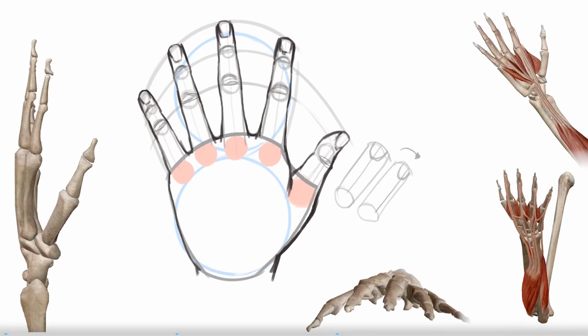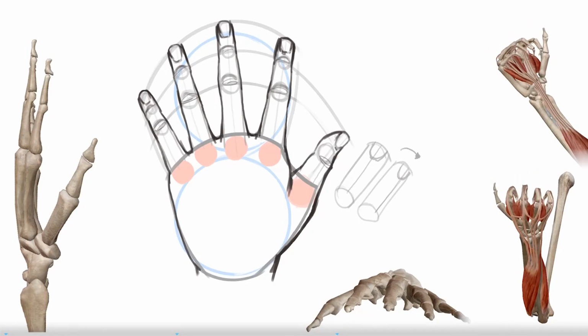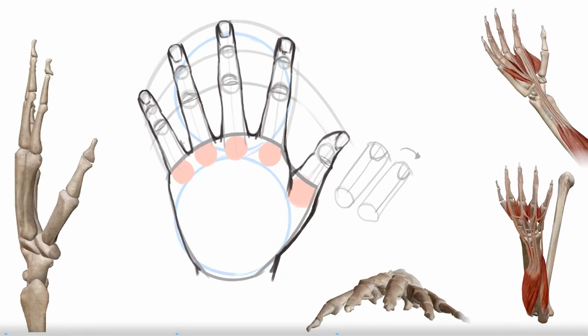So basically just take those lines coming down from the finger and make a nice U at the bottom. Not too low, not too high, right on that line.